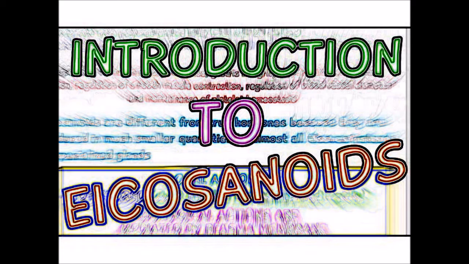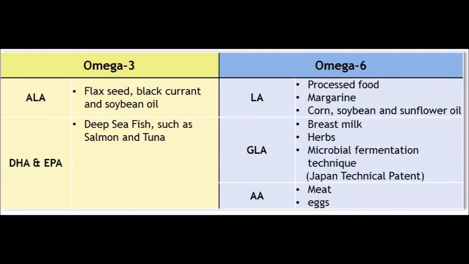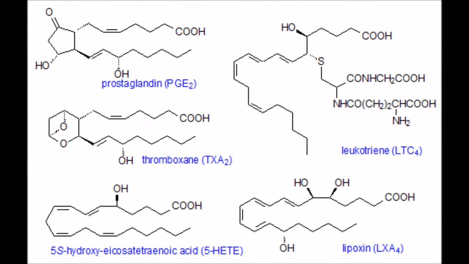So, to start off our discussion, we're going to talk about what exactly eicosanoids are. Eicosanoids are derived from the oxidation of omega-3 or omega-6 fatty acids, and primarily arachidonic acid, which is an omega-6 fatty acid. They're involved in signaling growth and inflammation. And in general, omega-6 fatty acids are primarily involved in the inflammatory response.